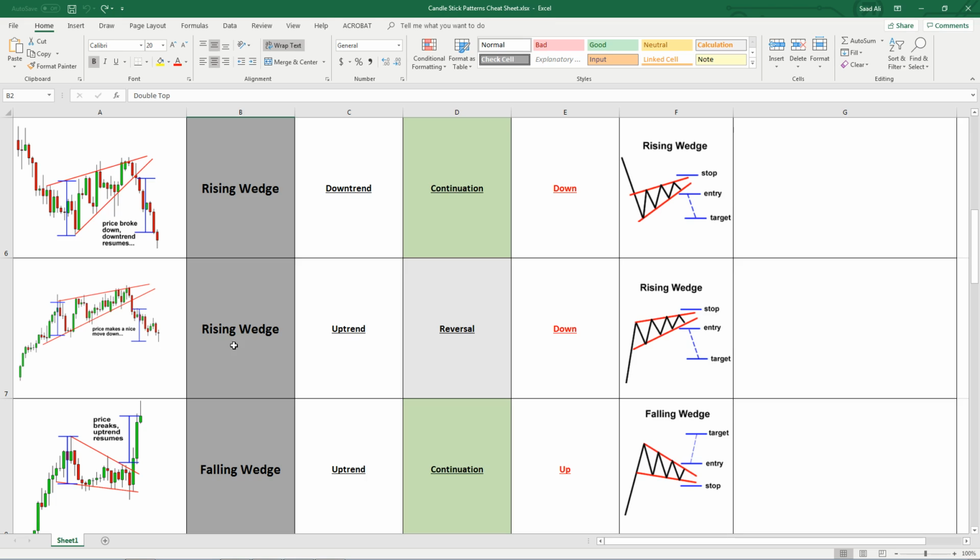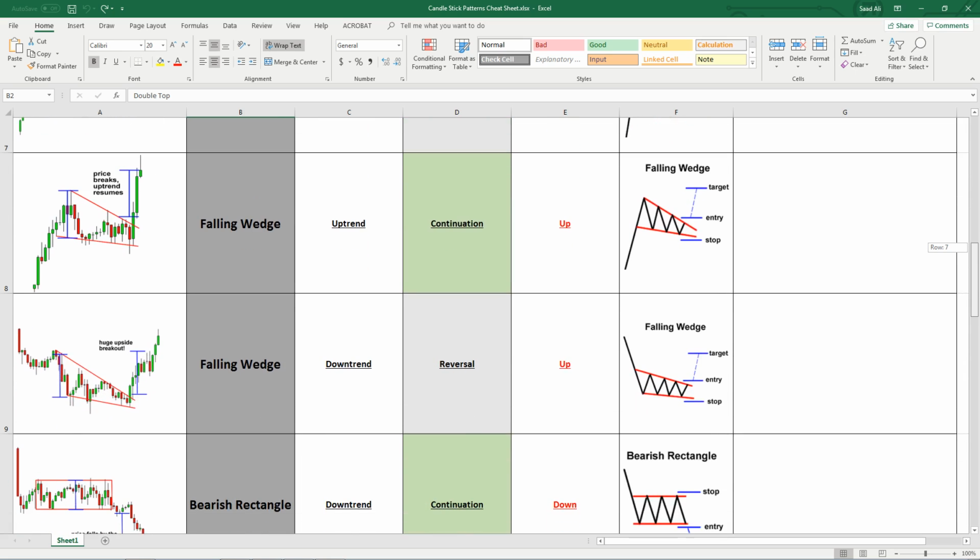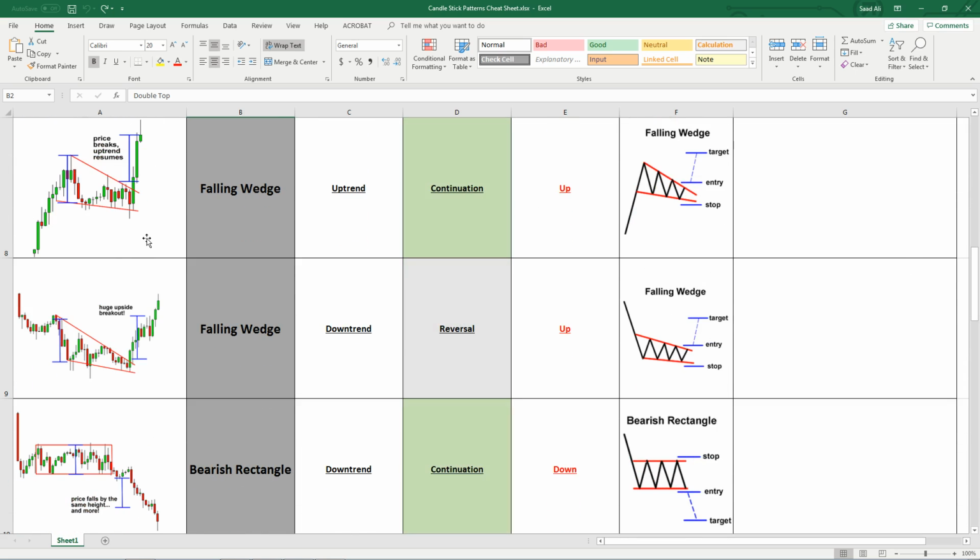And this one here, this rising wedge, is a reversal pattern. So you can see price was coming up, up, up, started forming a wedge, and then it broke down and the next move was down. So this is how you trade a rising wedge, just like that. And then the next one is falling wedge.